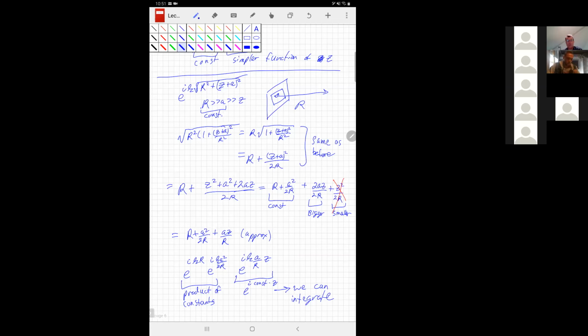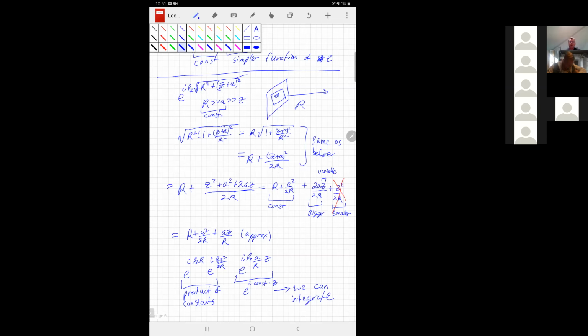Professor, I have a quick clarification question. On the line where you X'd out where it says smaller, is the reason that the term next to it not constant? Or why is it not constant as well? Why is 2az over 2r not constant? Right. Because z is a variable. I see a z in here. Oh, you only stated that r and a are constants above. Okay. Yeah. Thank you.